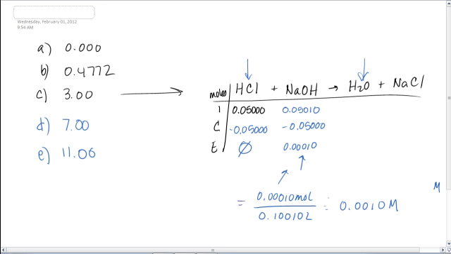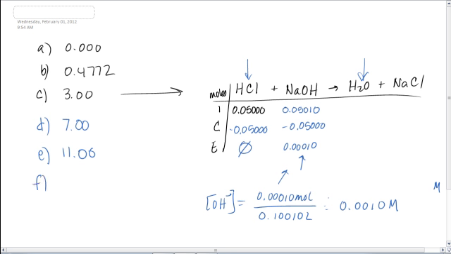But that's the OH minus concentration. So if you take the negative log of that, that's the pOH, which is 3. Subtract it from 14, you get 11. Right? Good. And then not E again, letter F.